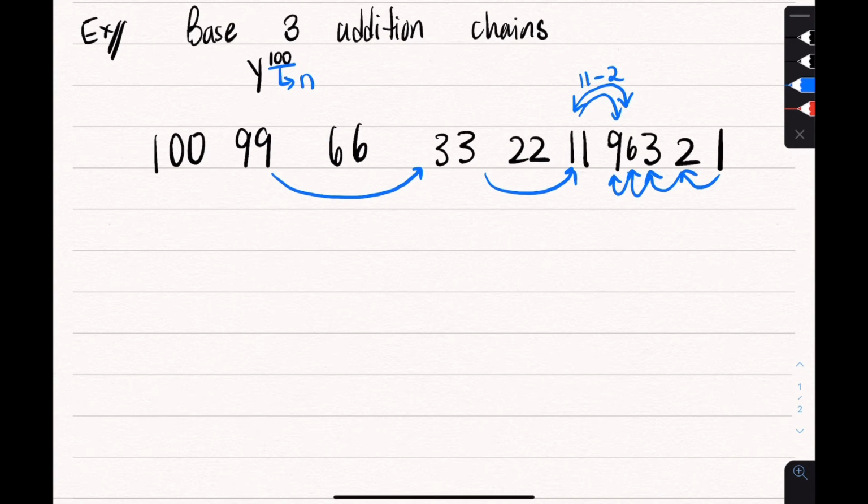So this is why it's really important to check your work backwards and forwards. Okay, 9 plus 2 is 11. 11 plus 11 is 22. 22 plus 11 is 33. 33 plus 33 is 66. 66 plus 33 is 99. And then 99 plus 1 is 100. Okay, cool. That's great. This is a very valid addition chain.